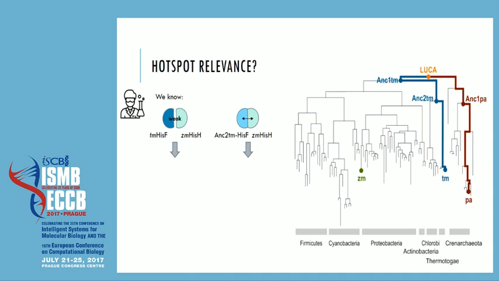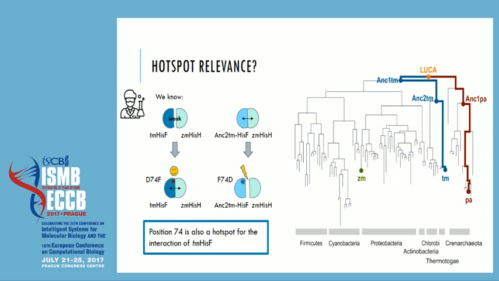If we now mutate the corresponding position 74 to the phenylalanine from Lucas-F, we can get a good binder. And if we mutate in ENC2-TMSF this corresponding position 74 to an aspartate from TMSF, we can disturb this binding and get a poor binding affinity. And so this position 74 is also a hotspot for the interaction of TMSF.